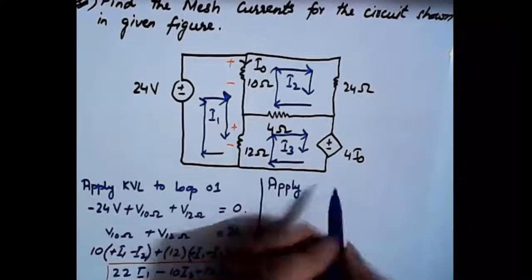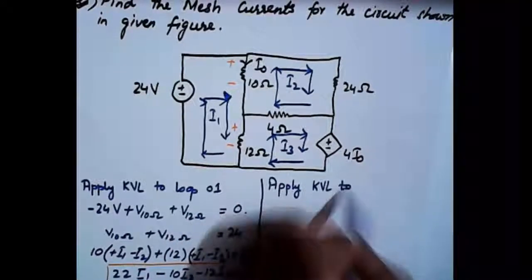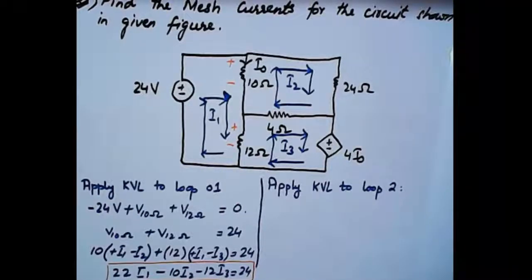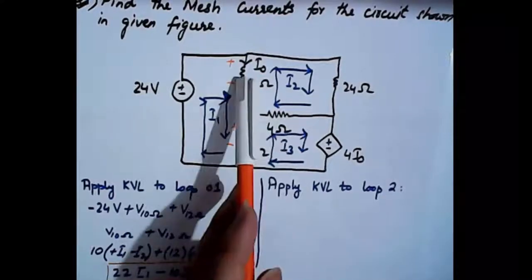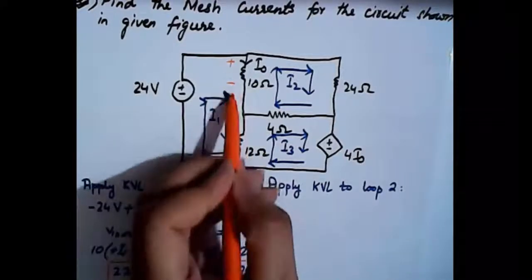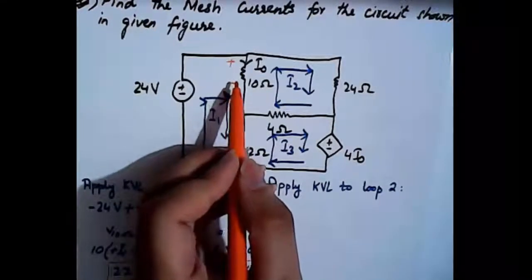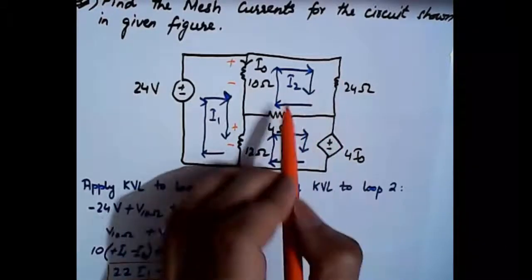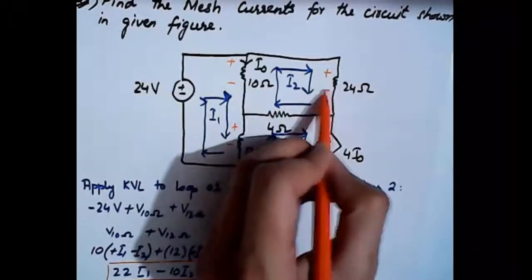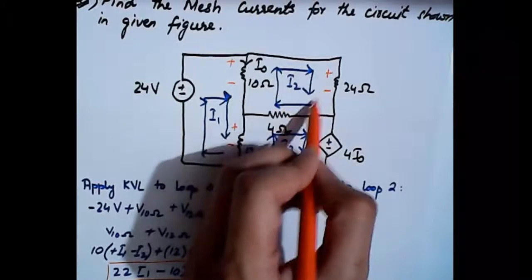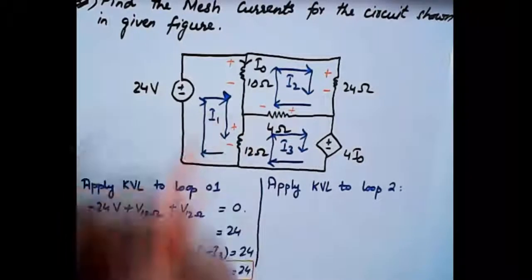considering loop 2, apply KVL to loop number 2. So here we can see that this particular loop involves three resistances: 4 ohm resistance, 10 ohm resistance and 24 ohm resistance, right? Here the polarities of the 10 ohm resistance are already marked, so we cannot change them, and the polarities of the other resistances are not marked here, so we will mark them, considering that the current enters the positive terminal, here and also here, right?